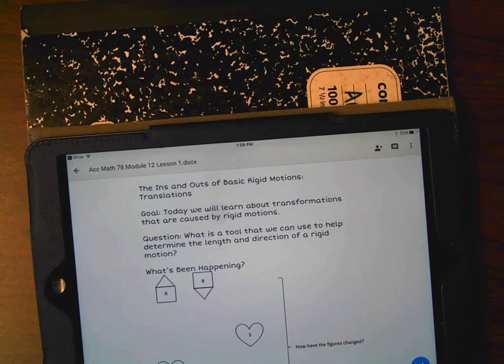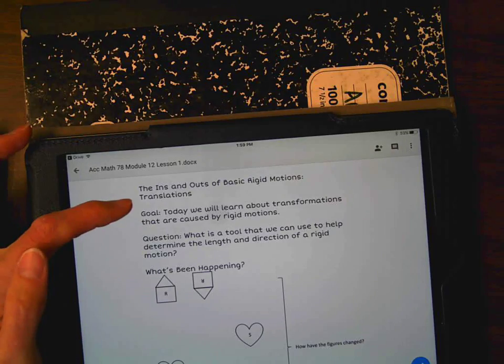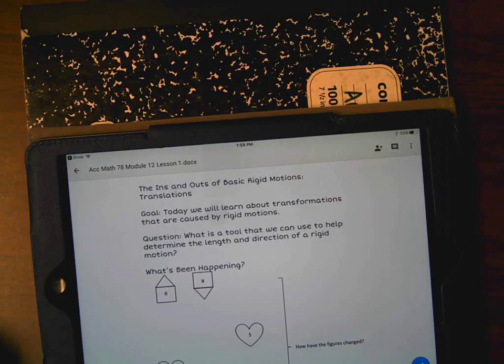So something that I need to tell you is there are actually 3 types of rigid motions that we're going to be working with in these first 3 lessons. And this one that we're starting to work with is called translation. So our goal, today we will learn about transformations that are caused by rigid motions. Rigid motions in geometry mean some kind of movement. And rigid means that they follow a specific order in the way that they are done. The question that I want you to think about is, what is the tool we can use to help determine the length and the direction of the rigid motion?